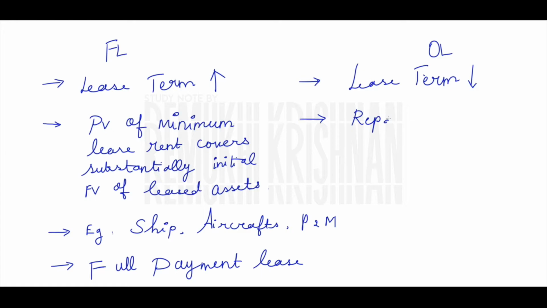So what are the points to be covered under operating lease? Just the opposite. The lease term is high for finance lease, so the lease term is less for operating lease. Maintenance, repair, and technical services are provided by the lessor, not by the lessee. It is not taken care of by the lessee. This is the point where we should relate it to risks and rewards not getting transferred in operating lease. That means whatever repair happens, whatever maintenance happens, whatever risks happen, whatever returns happen during this period of time, it all goes to the lessor, not to the lessee.